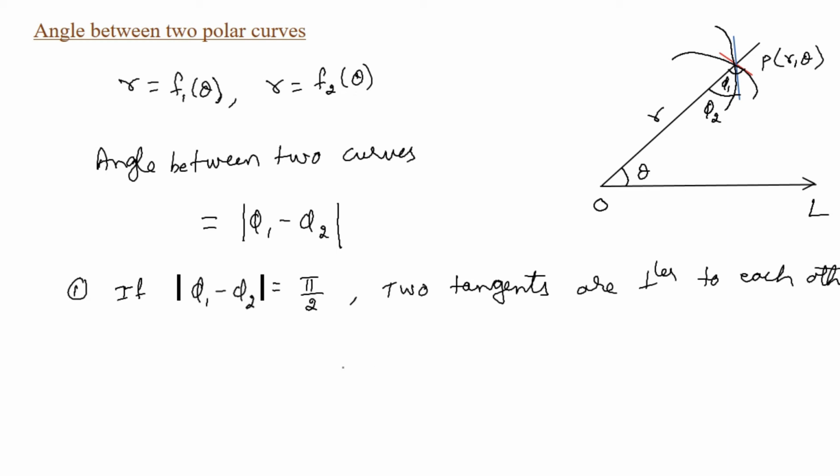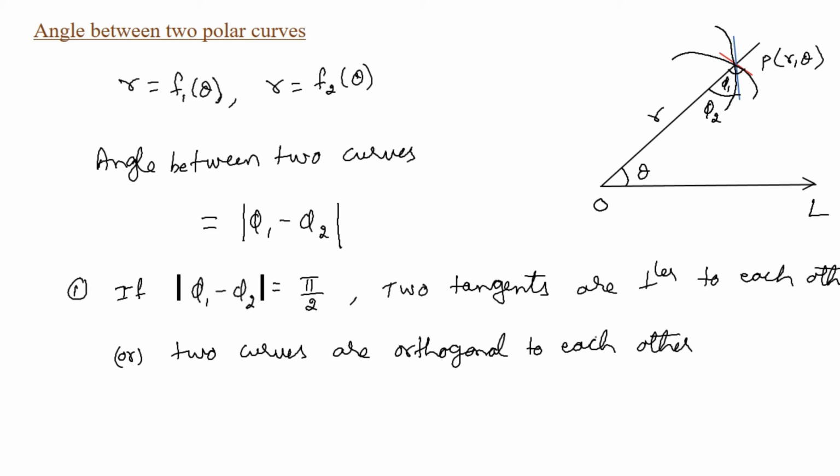Or in the other way, I can say that the two curves are orthogonal to each other. Two curves, which is r is equal to f1 of theta and r is equal to f2 of theta, those two curves are orthogonal to each other. So whenever phi 1 minus phi 2 is pi by 2, we can say that the two curves are orthogonal to each other, which means the two tangents are cutting each other at 90 degree.